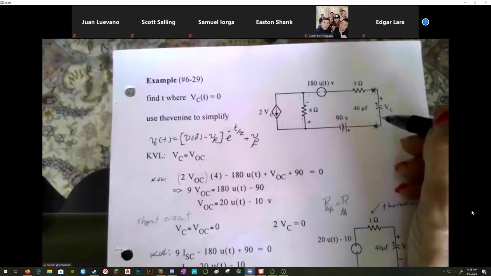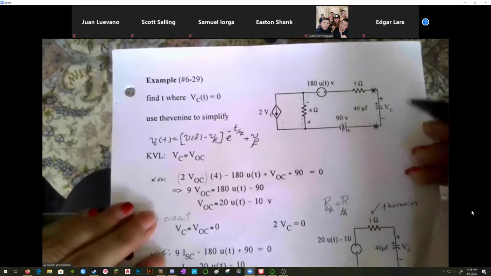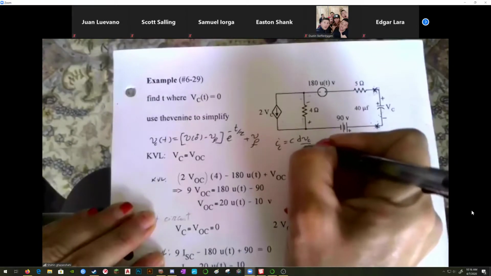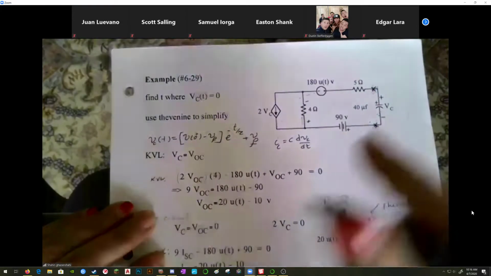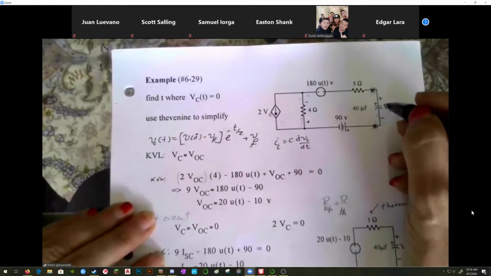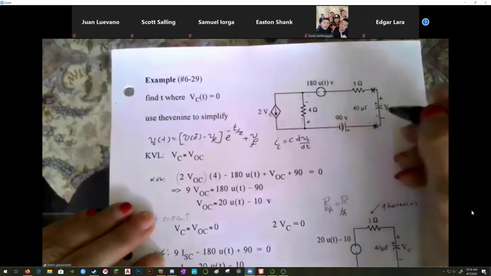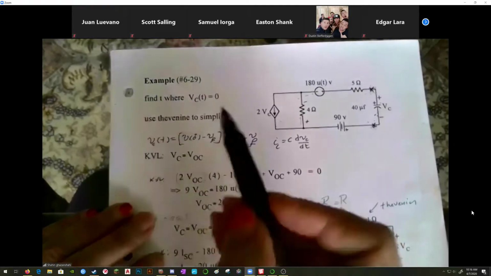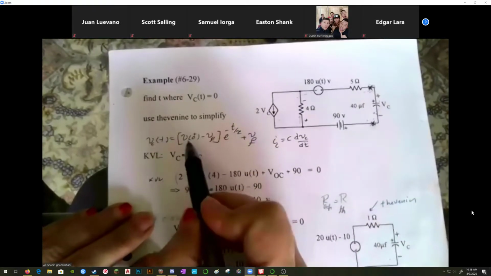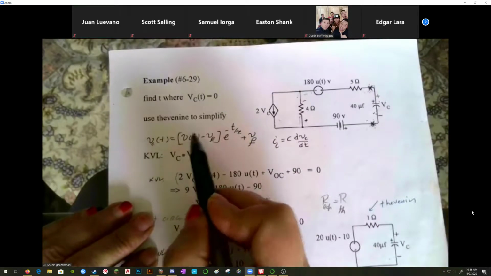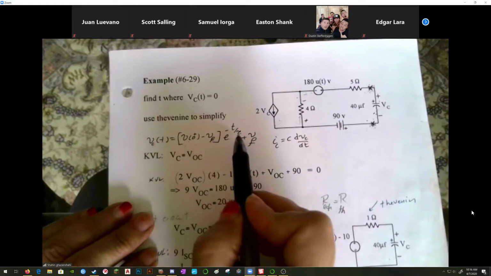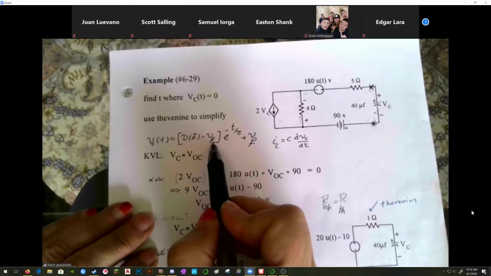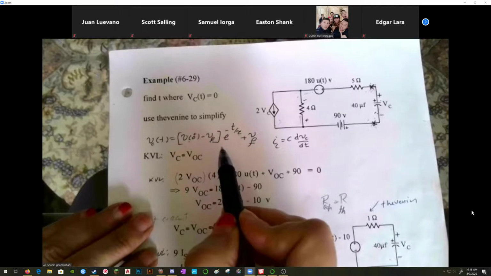Even if they ask for current, I can get the current as what? C dVc/dt. If it is an inductor, you write the same equation for current. Is that clear? Okay. Now, in all these problems, I need to get the initial voltage, final voltage, and time constant. So initial and steady state values, and time constant.